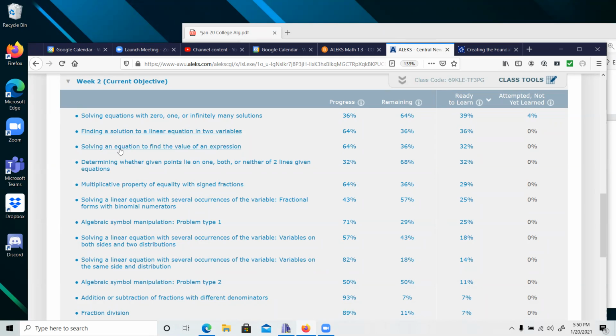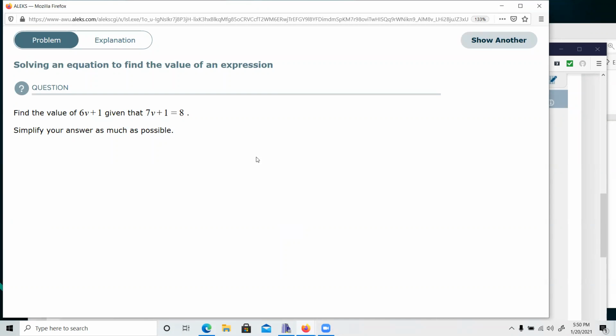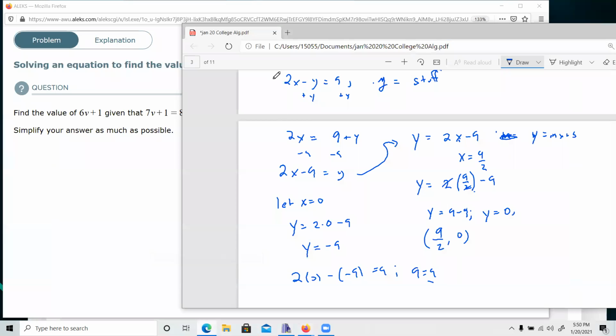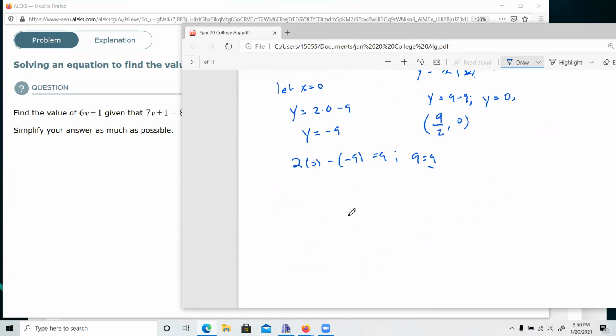So solving an equation to find the value. Let's see what they mean by that. Find the value of 6v plus 1, given that 7v plus 1 is equal to 8. Sometimes there's kind of cutesy ways to do this. In this case, I don't think there's really a nice cutesy way here. 7v plus 1 is equal to 8, and 6v plus 1 is unknown.